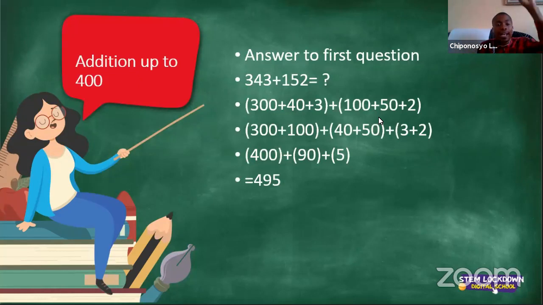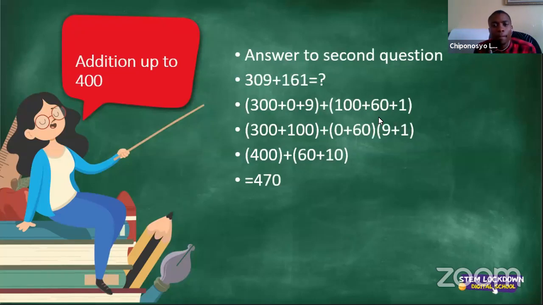495. So I split everything up. After I split everything up, I add my hundreds together, I add my tens together, and I add my units together. After splitting everything up, I add the hundreds, the tens, and the units of the whole sum. So every 100 comes together, every 10 comes together, every unit comes together. Then I go to my last bit, which is 400 plus 90 plus 5, which is 495.